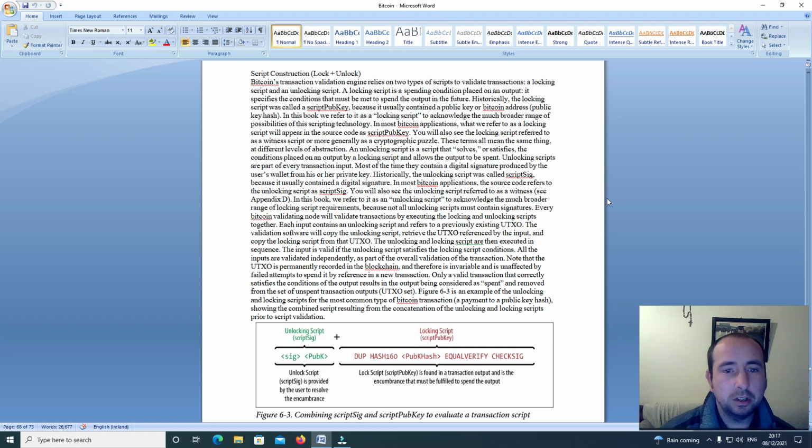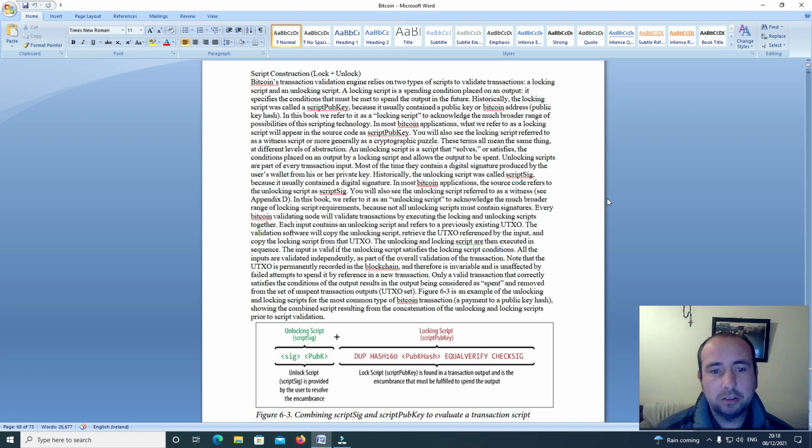Script construction: lock plus unlock. Bitcoin's transaction validation engine relies on two types of scripts to validate transactions: a locking script and an unlocking script. A locking script is a spending condition placed on an output. It specifies the conditions that must be met to spend the output in the future.